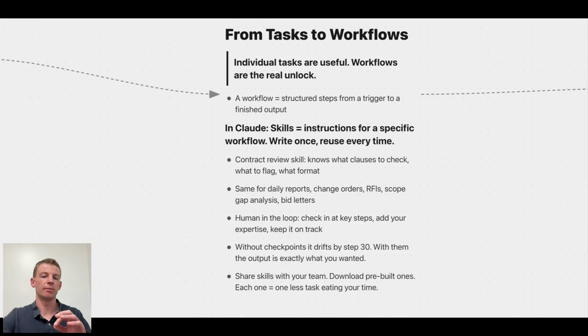And you can make skills for a lot of things. Things like daily site reports, change orders, RFIs, scope gap analysis, bid letters, subcontractor comparisons. Each one can be a skill, and each skill you build or download is one less task that's eating your time. The reason skills are so good is because you can prompt it to add humans, or you do have humans in the loop where you review its output and provide your expertise and direction, and then it continues doing the grunt work for you, but you're giving it the strategy.